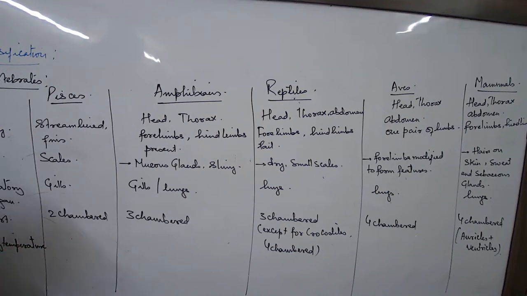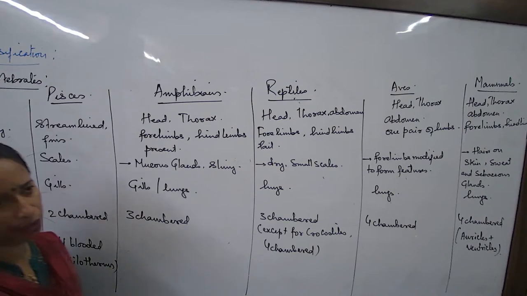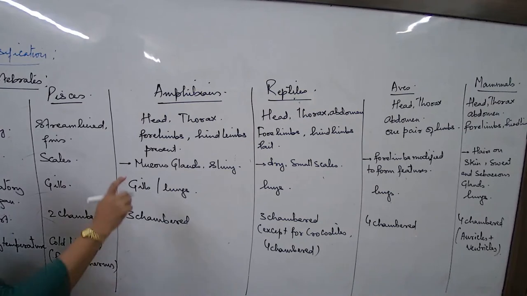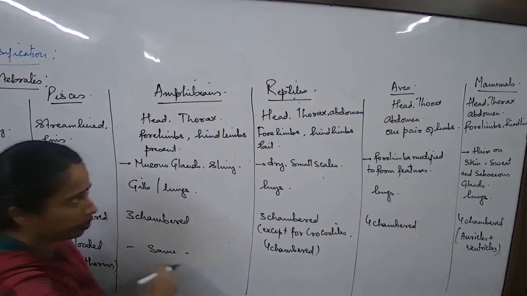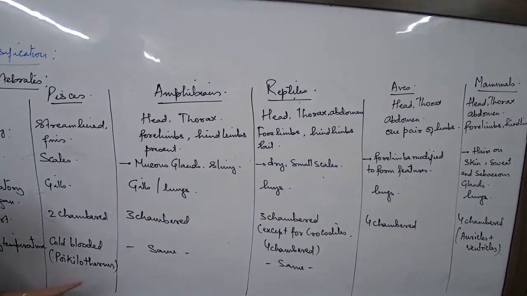Body temperature. Poikilotherms, check this word. Poikilotherms, cold-blooded animals, meaning when the external temperature is low, their body temperature falls, when the external temperature is high, their body temperature rises. Cold-blooded, they are not able to maintain a stable body temperature. Amphibians also the same, reptiles also the same. You can write same here, no need of writing the same thing.